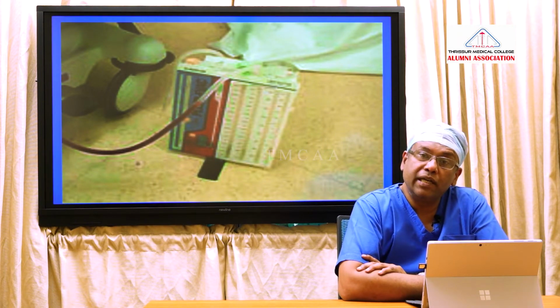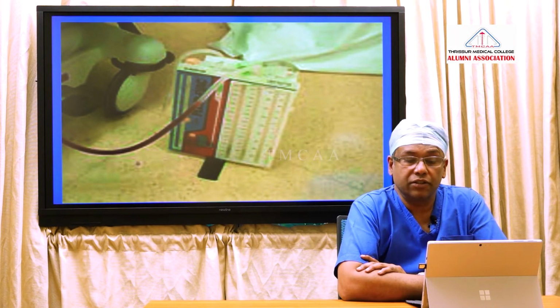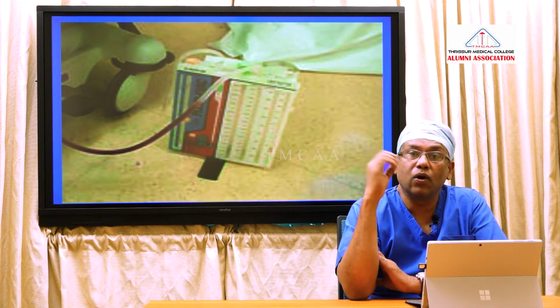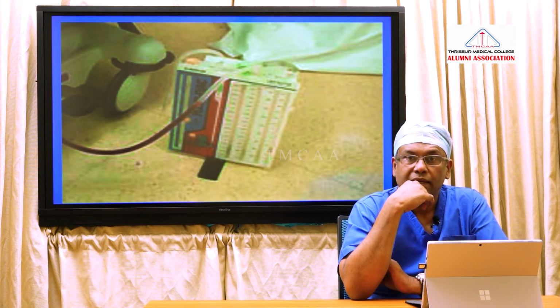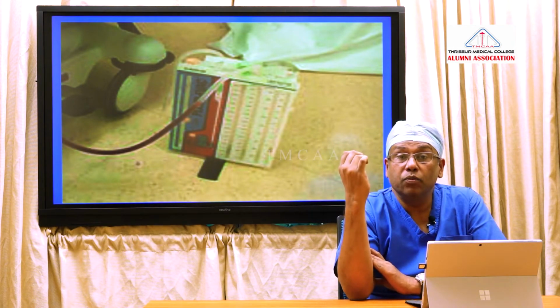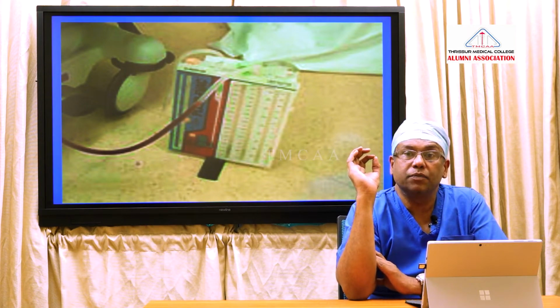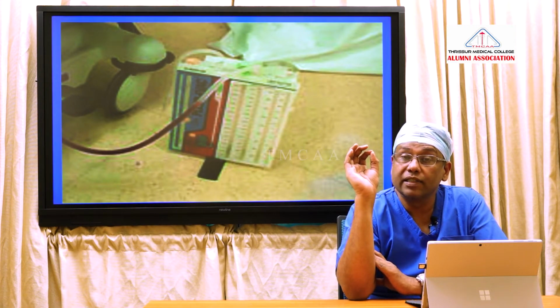And now the question is, how will you know the tube is functioning? You will know the tube is functioning by the oscillating column. Right? The next question is, when will you remove the chest tube? You will remove the chest tube only when the drainage becomes less or the patient's lungs are clinically and radiologically expanded.